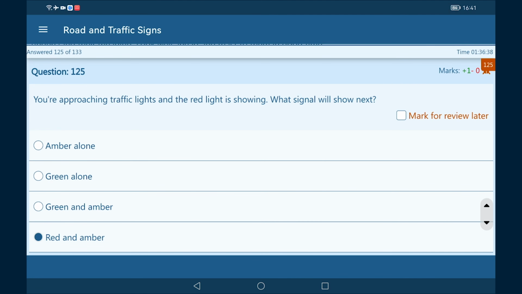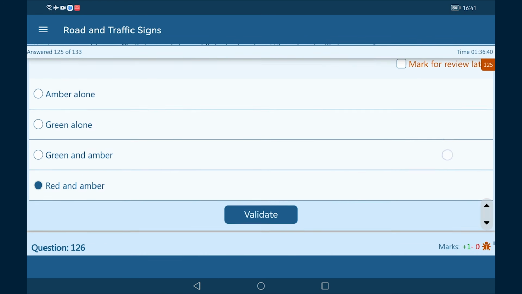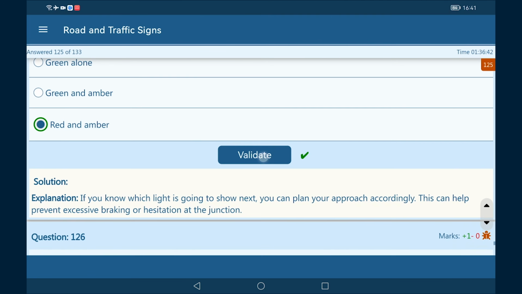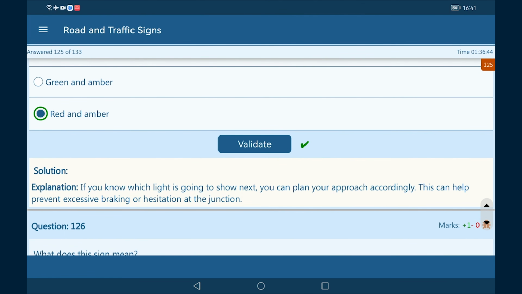Explanation. If you know which light is going to show next, you can plan your approach accordingly. This can help prevent excessive braking or hesitation at the junction.